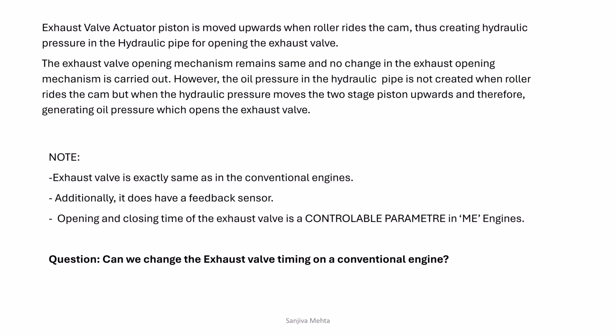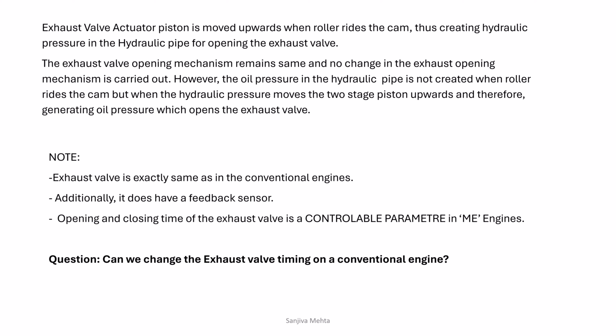The exhaust valve actuator piston also moves upwards, thus creating hydraulic pressure in the hydraulic pipe for opening the exhaust valve. Here also, it is the hydraulic pressure that will move the actuator piston. In a conventional engine, of course, we know it's the exhaust valve cam which moves the piston up. Here, the hydraulic oil will move the exhaust valve actuator piston. So the exhaust valve opening mechanism remains the same.